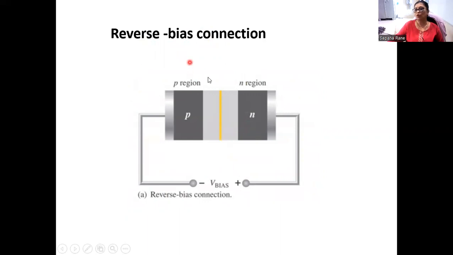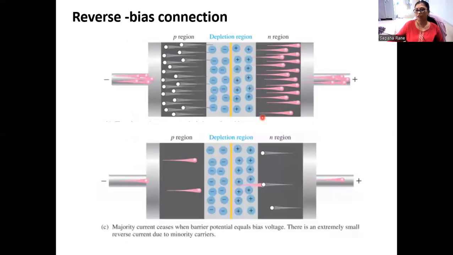Exactly opposite to that of the forward bias connection, you can observe the PN junction connected in reverse bias condition. So here you can observe the negative terminal of the battery is connected to the P side and the positive terminal of the battery is connected to the N side of the diode. Now let us see what happens here.